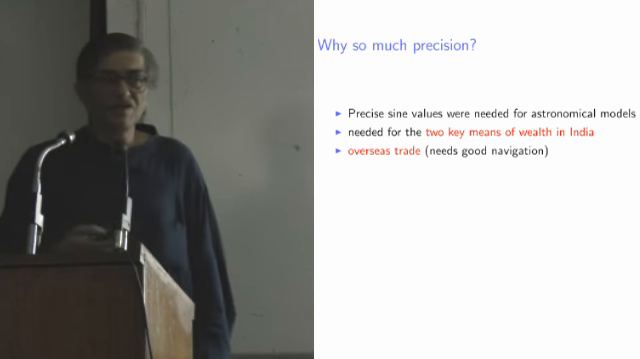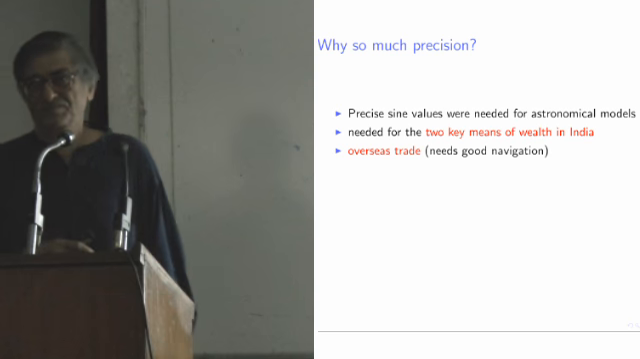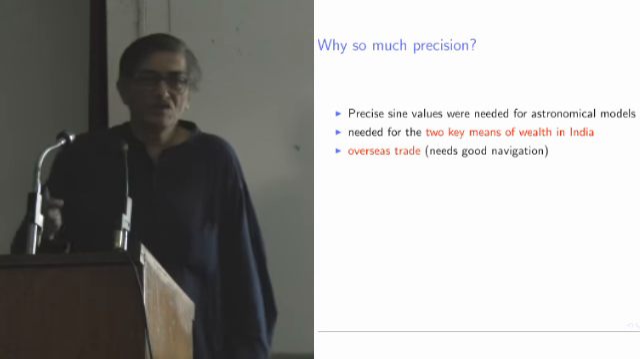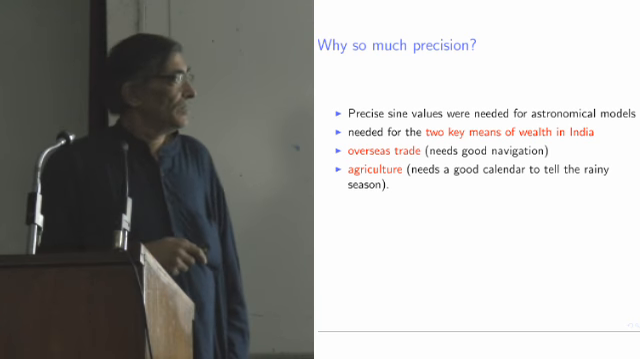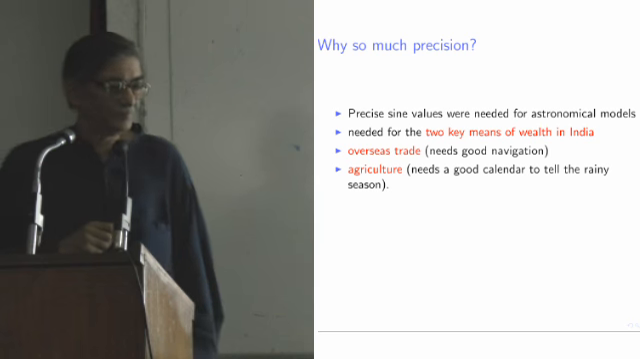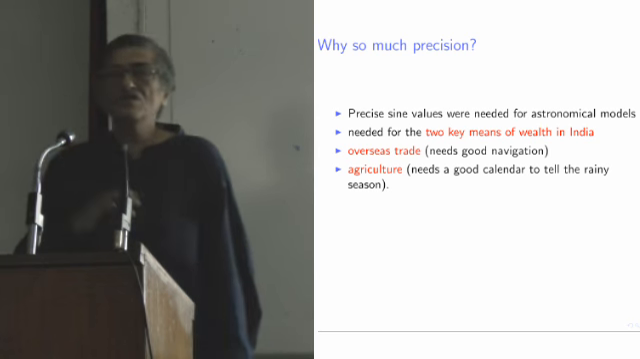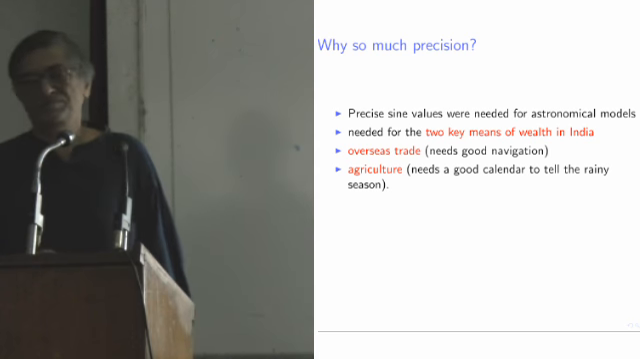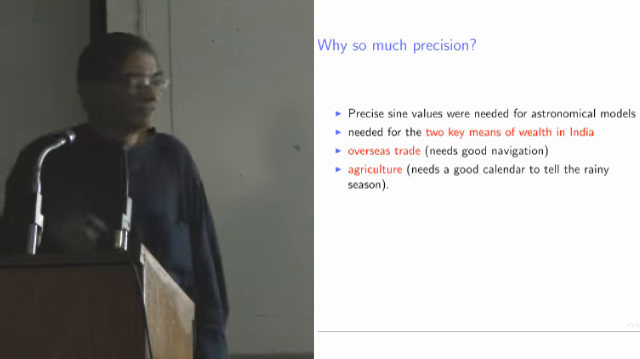A good system of navigation needs precise sine values, for example, to calculate the size of the earth, which was not calculated in Europe until the 17th century, 1672. And for agriculture, you need a good calendar which tells you the time of the monsoon. Very important. We have Sawan and Bhadra, which tell you the time of the monsoon. There is no such thing in the Gregorian calendar, because it is based on bad astronomy, plus there is no seasonality.